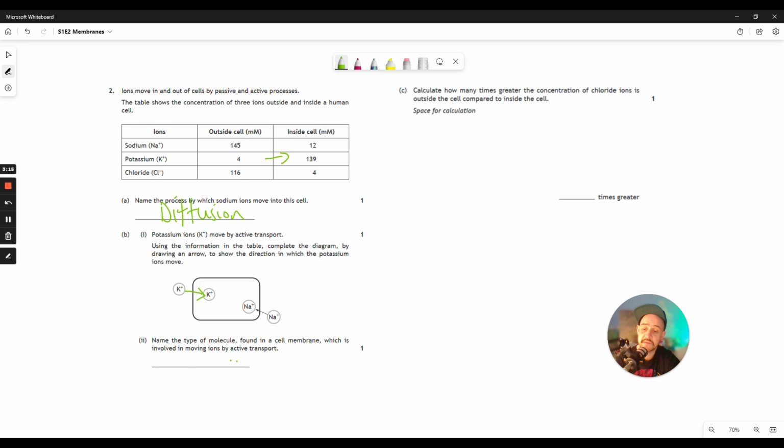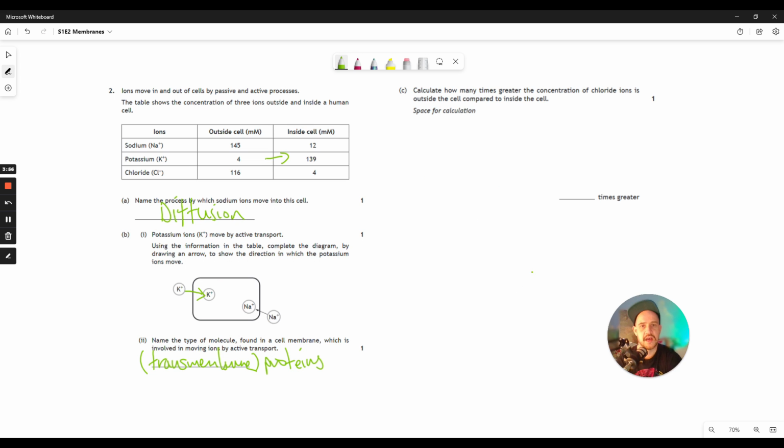Next question. Name the type of molecule found in a cell membrane which is involved in the movement of ions by active transport. So think back to that first section. We had our cell membrane, our phospholipid bilayer, and there were different molecules embedded within that membrane. Those were transmembrane proteins, okay? And it is transmembrane proteins that are responsible for movement of ions into the cell by active transport. Now, you will get a mark if you just said proteins, okay? So you don't need to say transmembrane, but it's always good practice to be as specific as you possibly can.